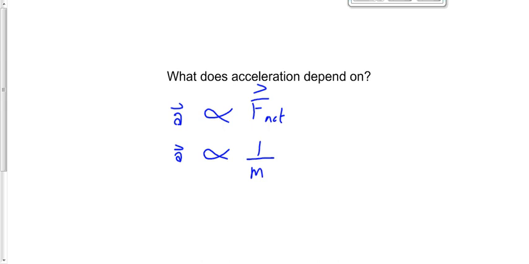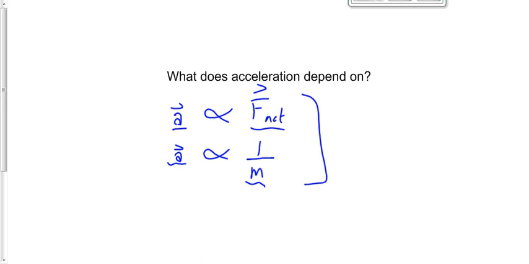You ever try pushing a little smart car? You probably can accelerate that. You could probably cause that smart car to move. You ever try pushing a semi-truck? Even if you could get it moving, it would accelerate at a much, much lower rate than the smart car would, right? Because it's got a much higher mass. Increase force, increase acceleration. Increase mass, decrease acceleration.